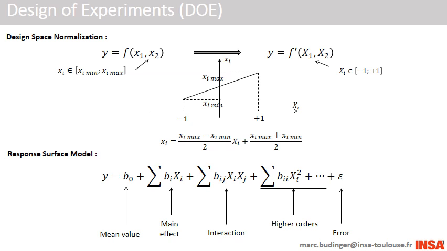A surface response model includes a constant mean value, linear terms which give the main effects of the variables, a term of crossed products which gives the possibility to consider the interaction between the variables, and higher order terms to reduce errors if necessary. To estimate the Bij parameters, we need to carry out experiments and simulations on the numerical model. The experiment choices must minimize the modeling error.